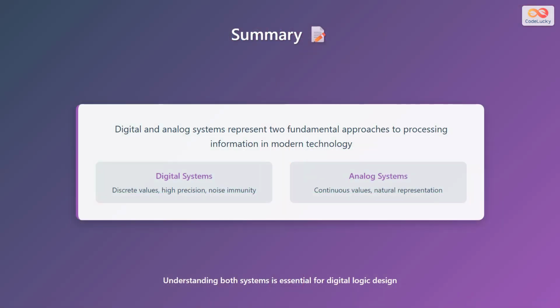Digital and analog systems represent two fundamental approaches to processing information in modern technology. Digital systems offer discrete values, high precision, and noise immunity. Analog systems, on the other hand, provide continuous values and a natural representation of real-world signals. Understanding both systems is essential for digital logic design.